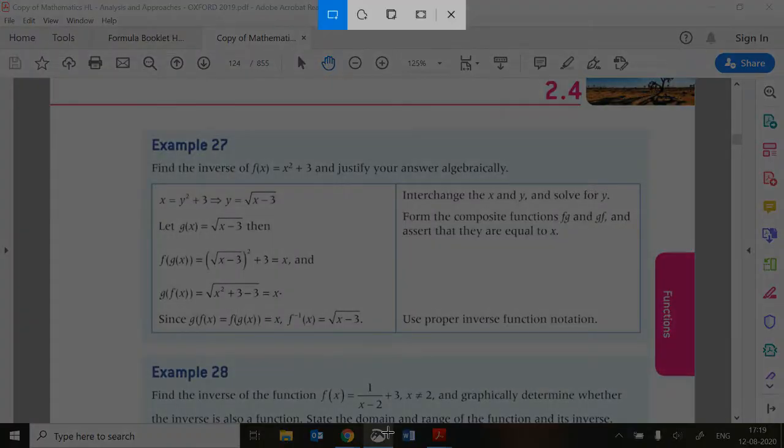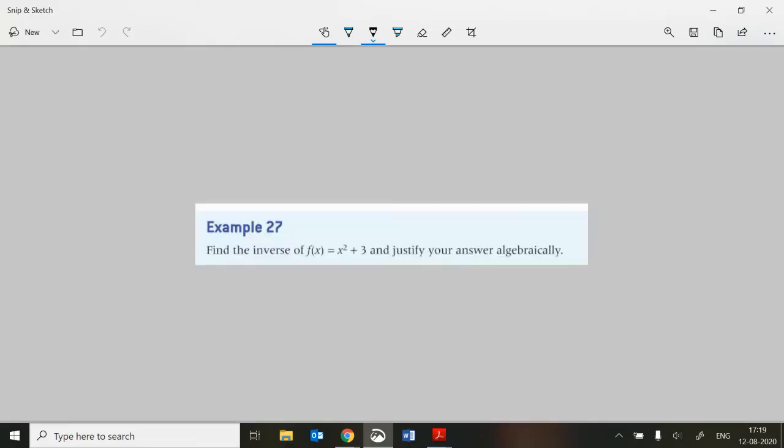Example 27. Find the inverse of f of x equals x squared plus 3. Now, there's a bit of an issue here already, because we're looking for an inverse function. We've got to realize that this is going to give us a many to one function to start off with. It's going through 3, and it's shifting the x squared graph up by 3. So it's going to look like this. But there are many x's which give us out the same height. So this is a many to one function.